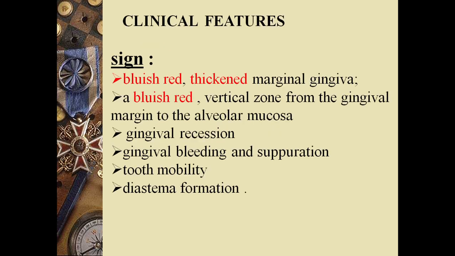Now coming on to the clinical signs. Bluish red thickened marginal gingiva because of inflammation. Bluish red vertical zone from the gingival margin to the alveolar mucosa. Gingival recession might be there. Gingival bleeding and suppuration will be there. Tooth mobility and diastema formation will be there.